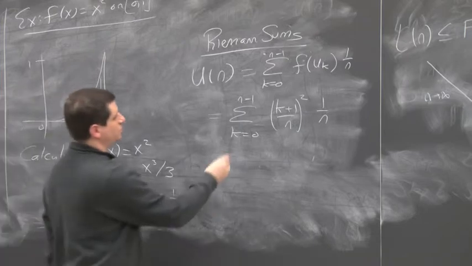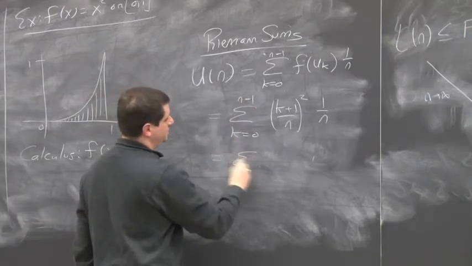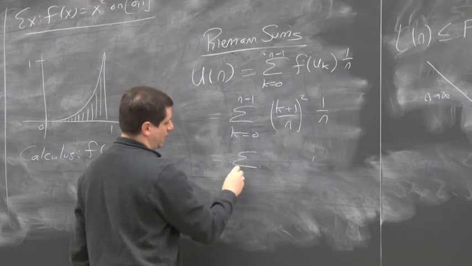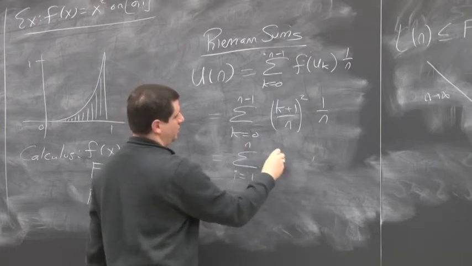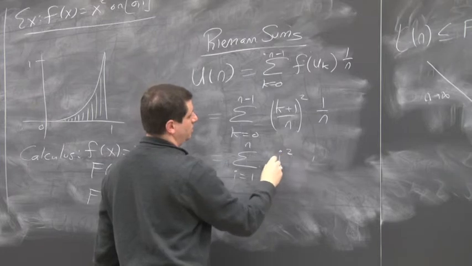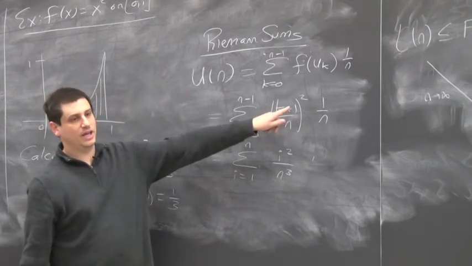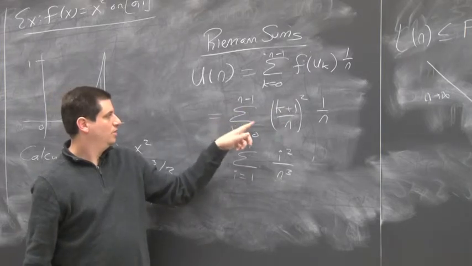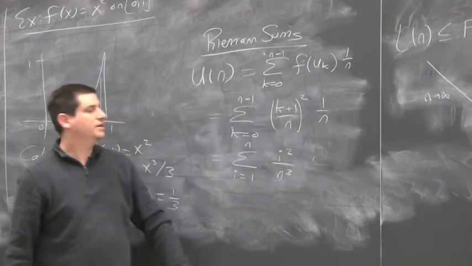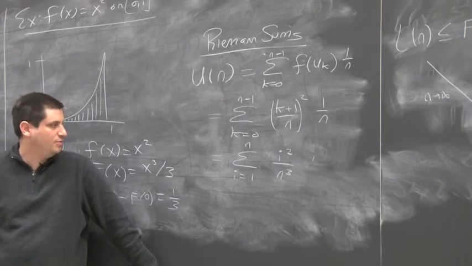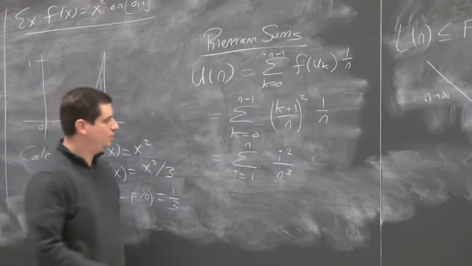Okay, so if this is k goes from 0 to n minus 1, this is the same as the sum. I'm going to just reindex. i goes from 1 to n of i squared over n cubed. When k equals 0, k plus 1 is 1. When k equals n minus 1, k plus 1 is n. So the sum is the same as i goes from 1 to n of i squared over n cubed.